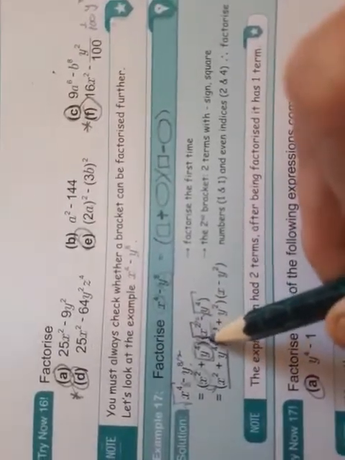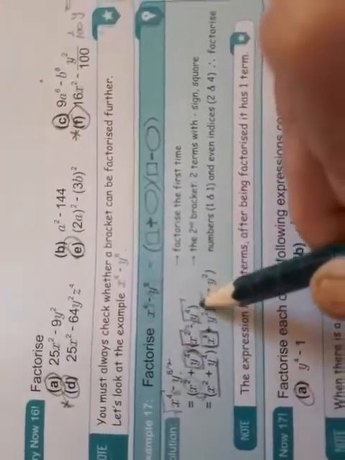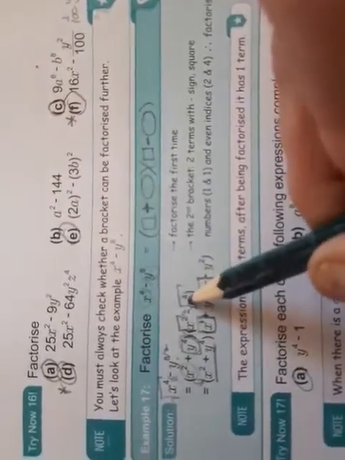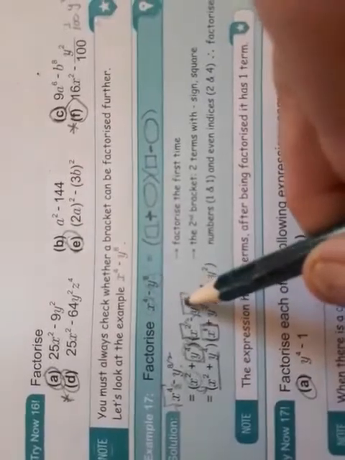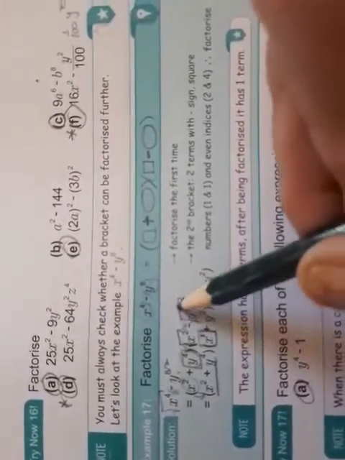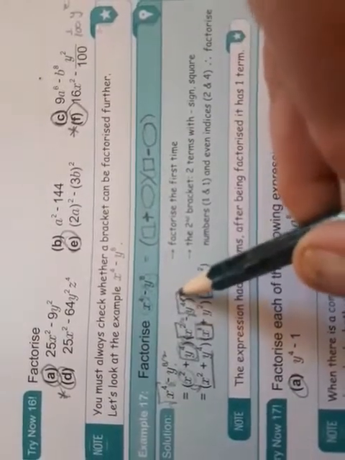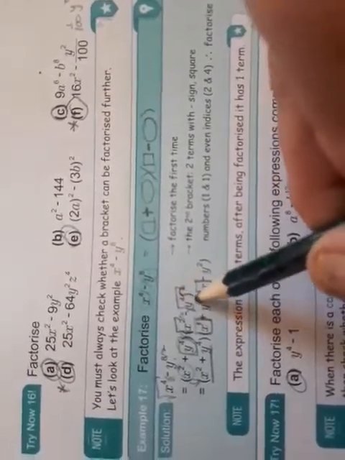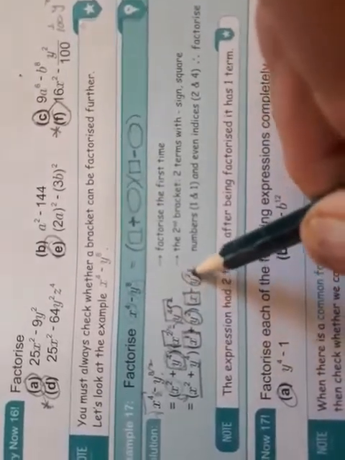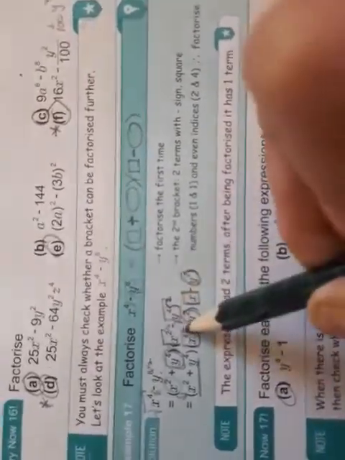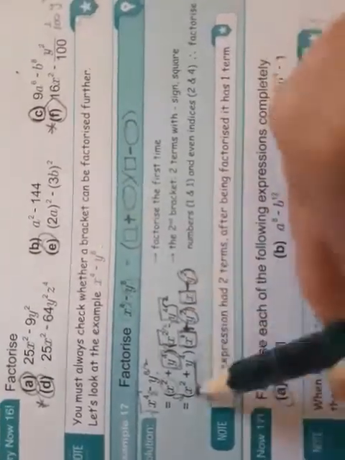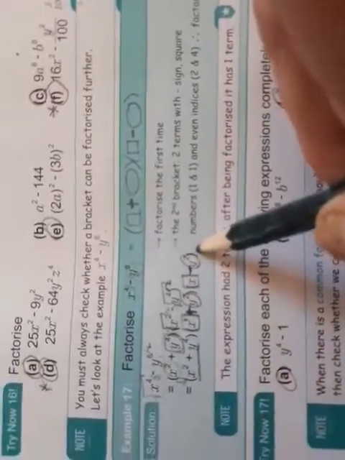And remember, this goes into the first bracket and into the second bracket. Then you take your second term, take the square root, meaning you must divide the index by 2, which gives you y to the power of 4 divided by 2, which gives you y to the power of 2. So write your second term in the bracket and your second term in the bracket. And then one bracket becomes positive and the other bracket becomes negative. And then you are done with this factorization.